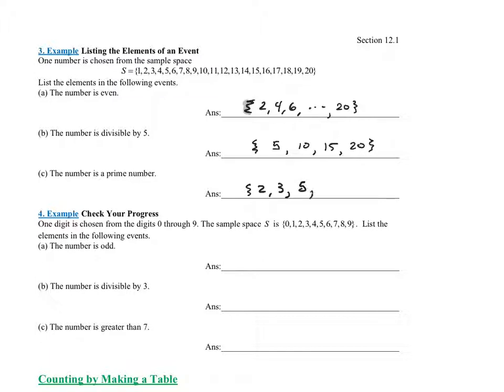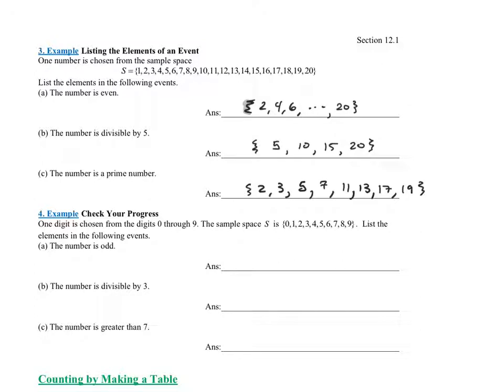5 is a prime number. 6 is not because it's divisible by 2 and 3. 7 is a prime number. 8 is not. It's divisible by 4 and 2. 9 is not. 10 is not. 11 is a prime number. 12 is not. 13 is. 14 is not. 15 is not. 16 is not. 17 is. 18 is not. 19 is.